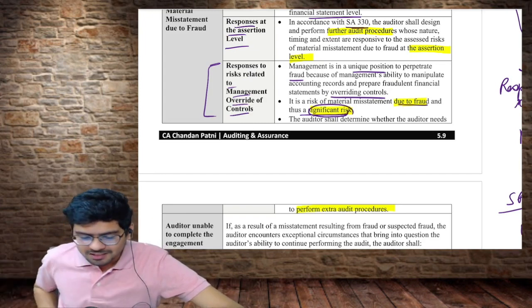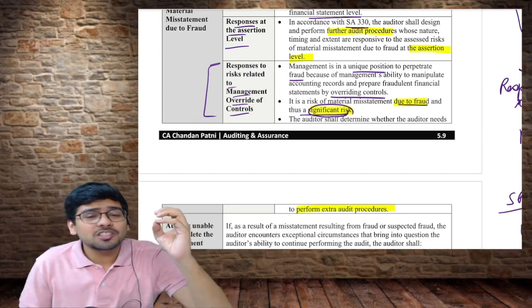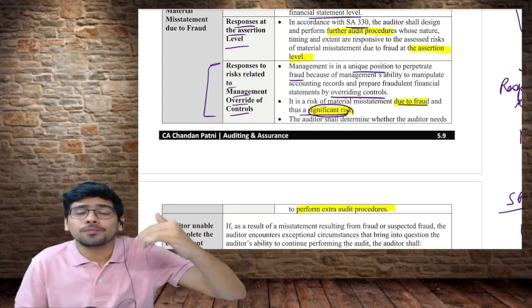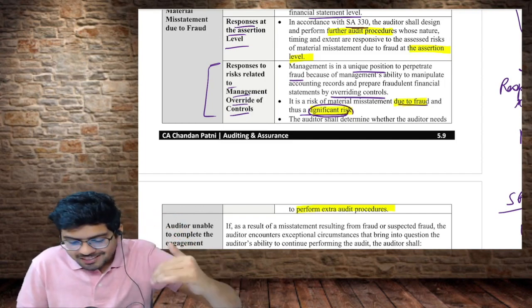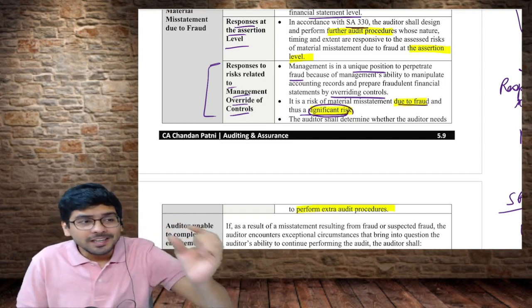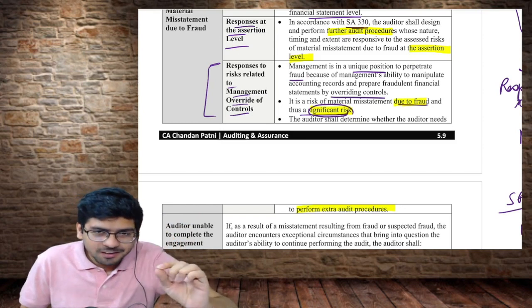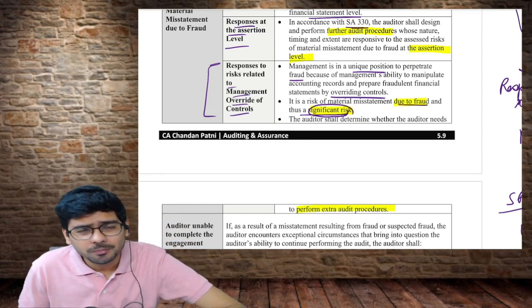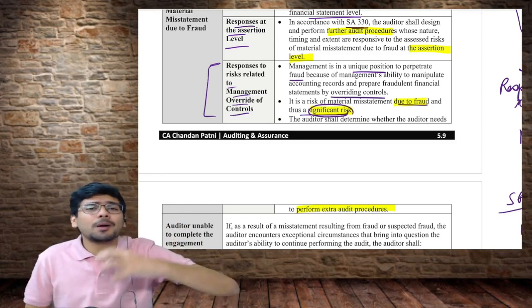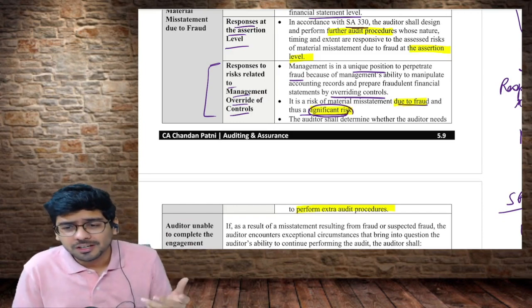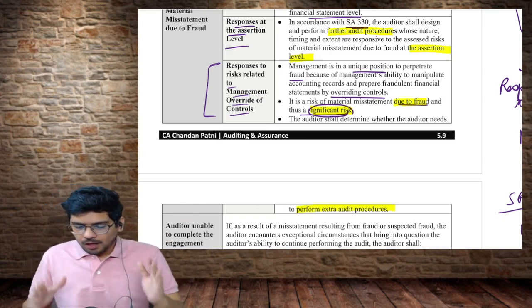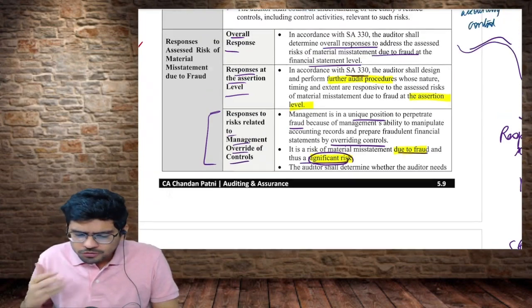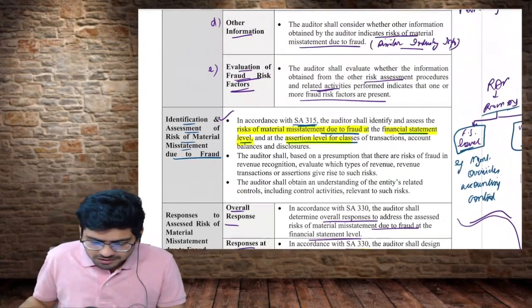So the auditor will assess that whenever there are chances of misstatement due to the fact that management has overridden the controls, he needs to see whether it is a significant risk, and obviously it is going to be a significant risk because of fraud, and he needs to apply special audit procedures, special audit consideration. That's it. We are marching towards the end of the standard.